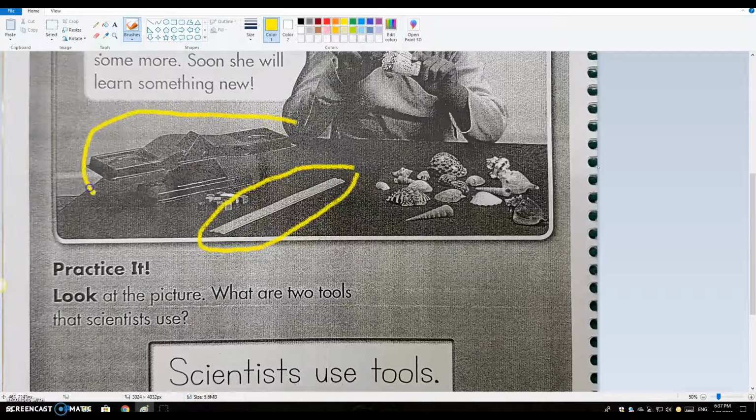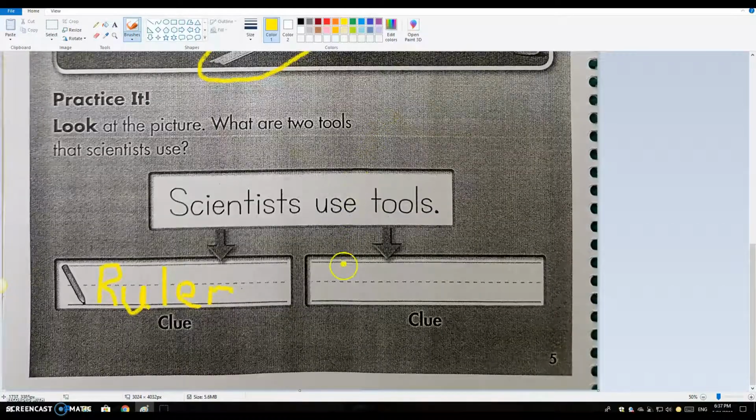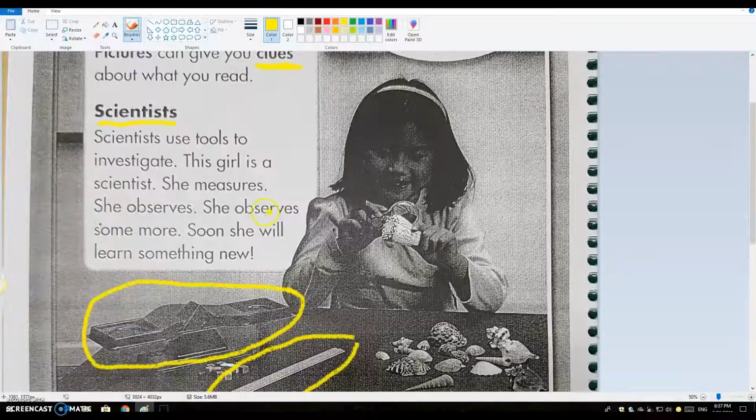A scale. A scale is used to find how heavy something is. How much does it weigh? So how do we spell scale? S-C-A-L-E. Scale. Wonderful. Okay, and one more word I want to talk about is observes.